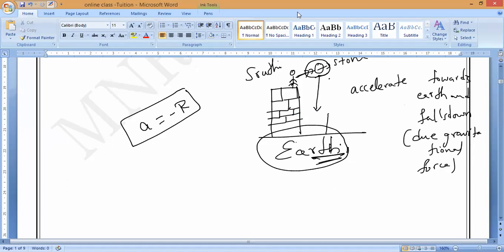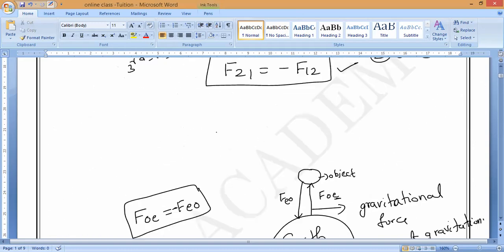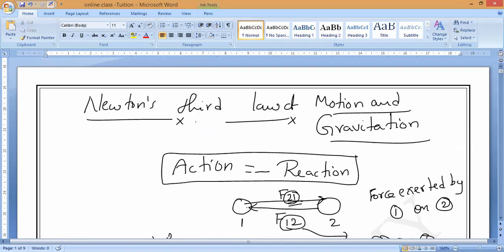Everybody, respond to me: stone. We are not observing the Earth moving towards the stone, only the stone is moving towards the Earth. Yes or no? Yes. That is why now people may understand what our today's class is: Newton's third law of motion and gravity.